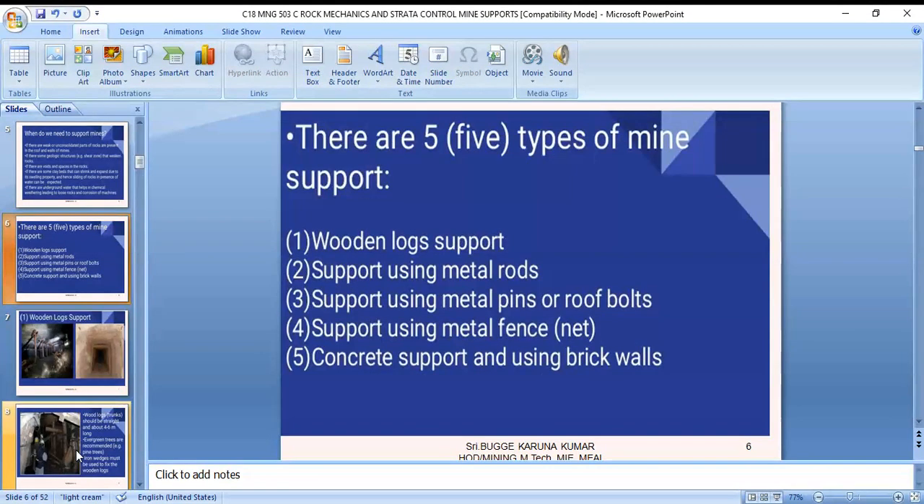Then there are five types of mine supports in general. One is wooden logs supports, support using metal rods, support using metal pins or roof bolts, support using metal fencing, concrete supports, and using brick walls. There are also various properties of the various types of roofs. Based on that, the support classifications are there.